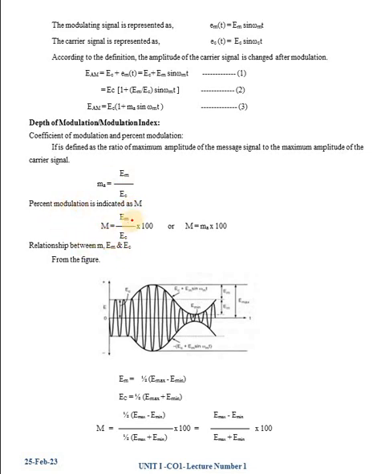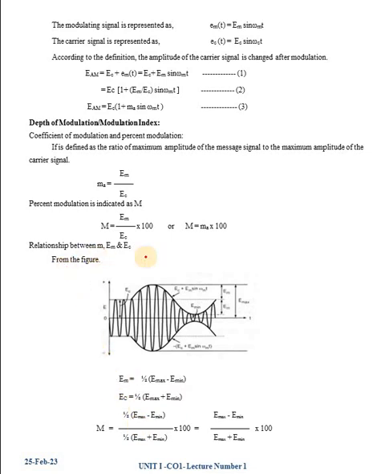Percentage modulation is indicated as capital M. Capital M is equal to EM by EC into 100. So in other words, we can write the percentage modulation as modulation index into 100. It is otherwise called percentage modulation.